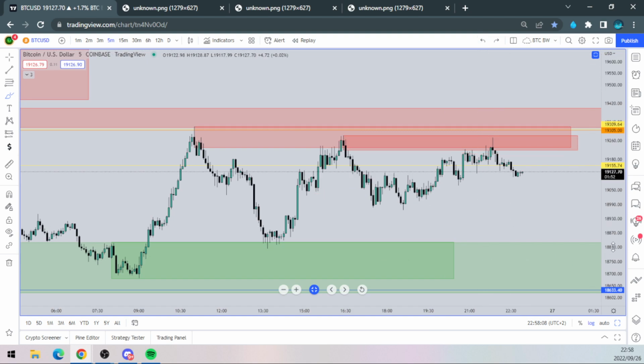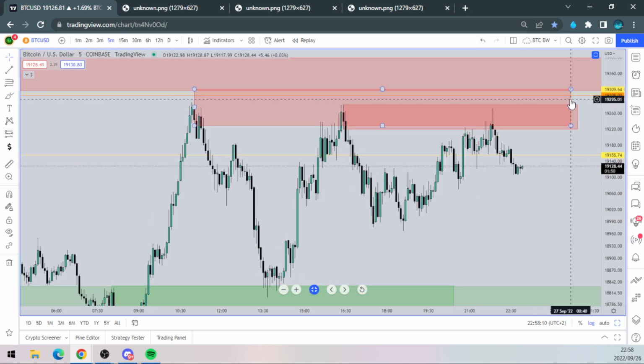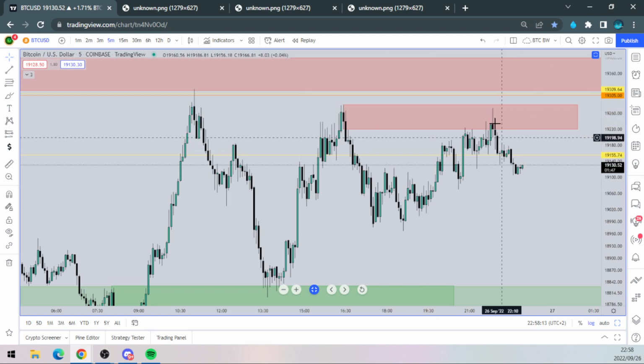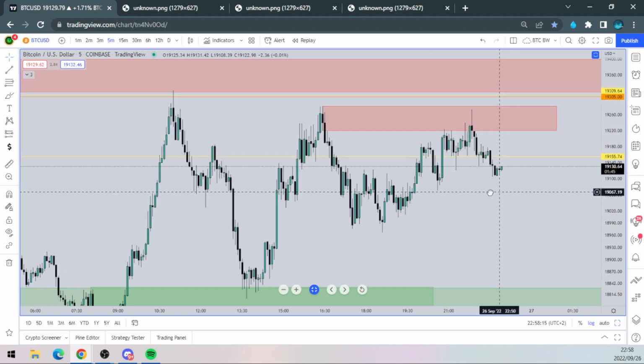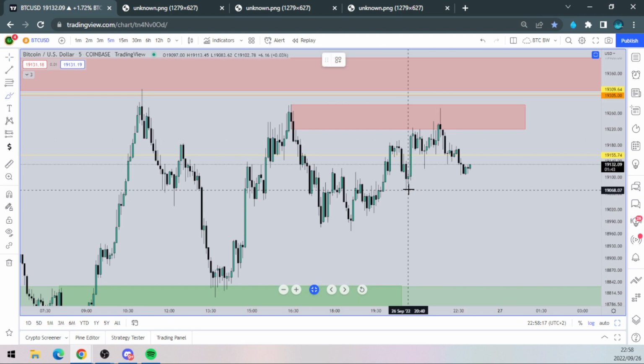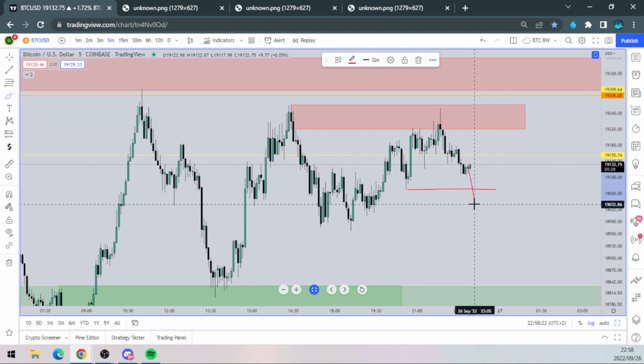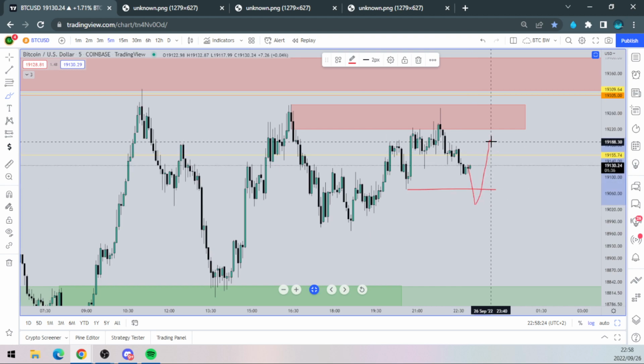Now we just wait. You can see that we had a reaction off here. I'm just going to delete this here. We had a reaction off here and we didn't quite break structure yet. If we come below this low, I'd consider that a break of structure, which means that any pullbacks into this region here would be to short.